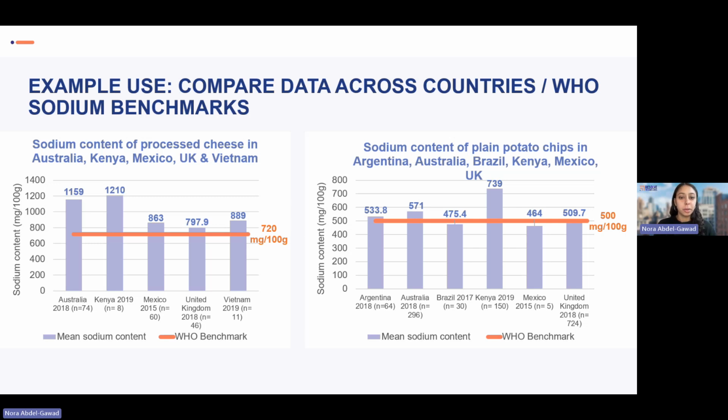This is just something that we did with what was on the database at the moment. We examined processed cheese and potato chip categories with reported data in the countries that are shown there. We compared it with the WHO maximum level sodium benchmark, and we found that for processed cheese, none of the countries had a mean sodium content that fell below the WHO benchmark, despite significant variations. And for potato chips, we saw that the mean sodium content in 2 out of 6 countries met the WHO benchmark. So it's highlighting where more efforts are needed.